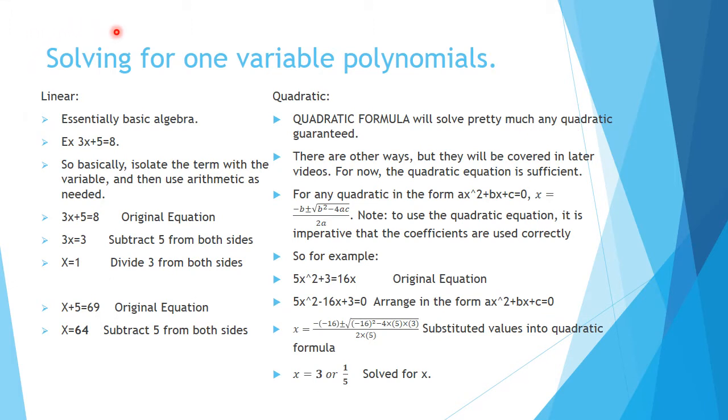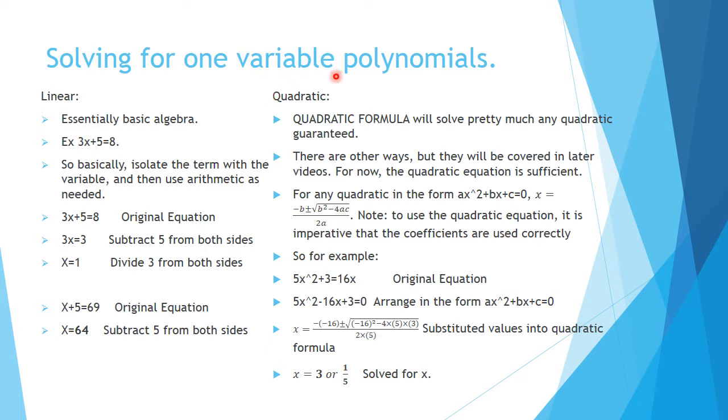Equations are also based on how many variables they have. For every variable, there must be at least one equation. This slide is going to be on one variable polynomials. So for linear, it's basically basic algebra, like what you learned in 4th or 5th grade. So things like 3x plus 5 is equal to 8. Simple things like that.